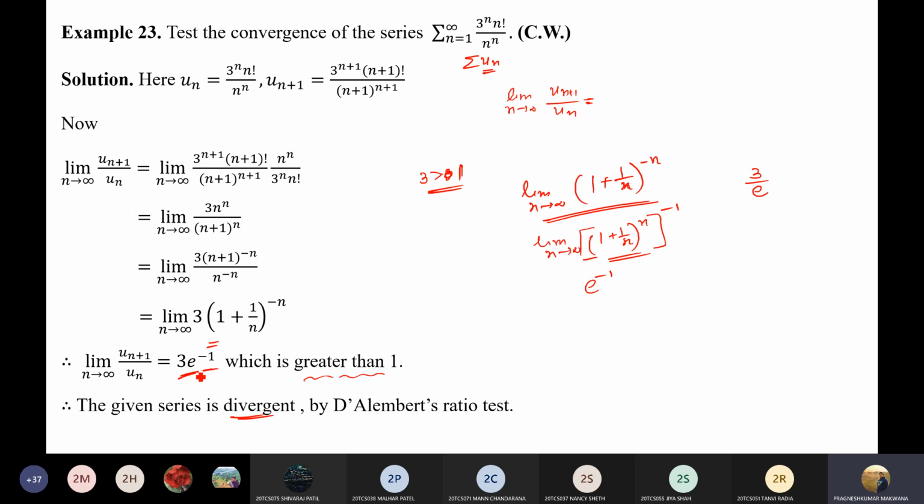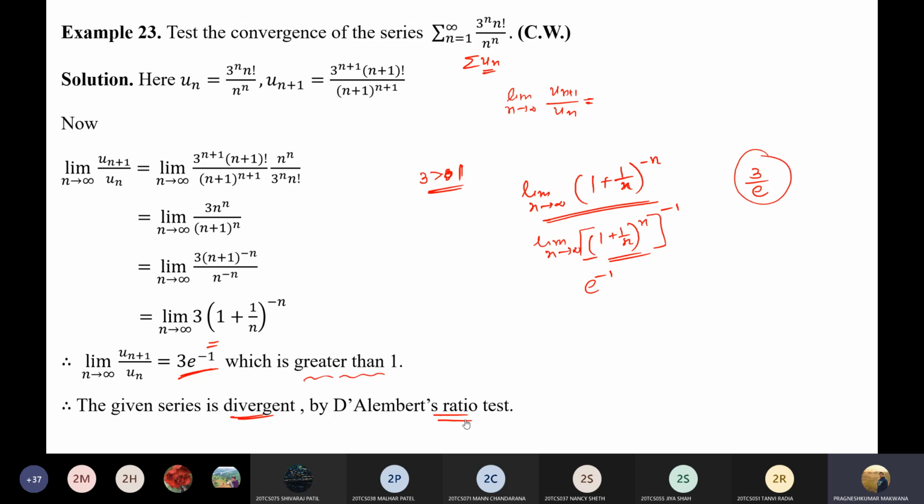Not directly 3. Okay, your answer is right, divergent. But the value is 3 upon e, which is greater than 1. So the given series is divergent. Now it's clear, everyone?